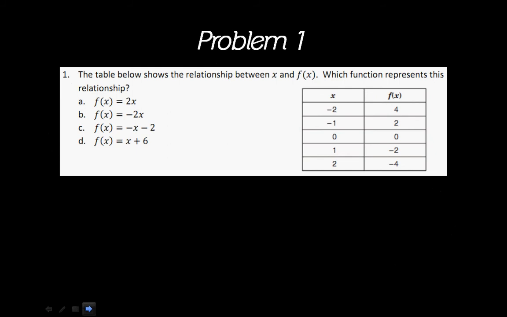And the 3 answers you should have gotten were B for all 3 of them. So if you missed one of them, just skip forward to that one. Okay, the first problem says the table below shows the relationship between x and f of x. Which function represents this relationship?